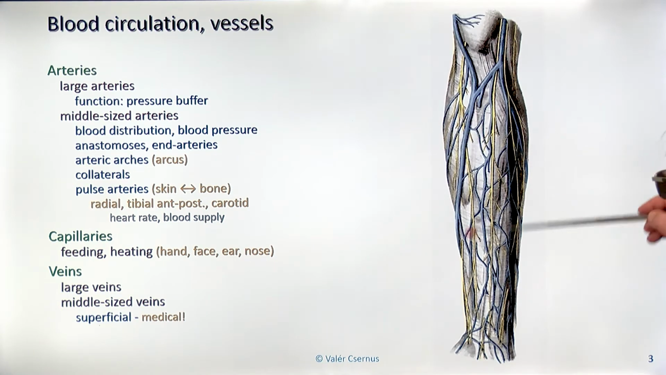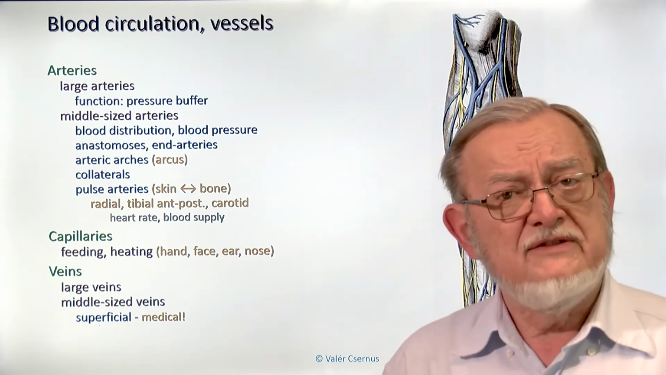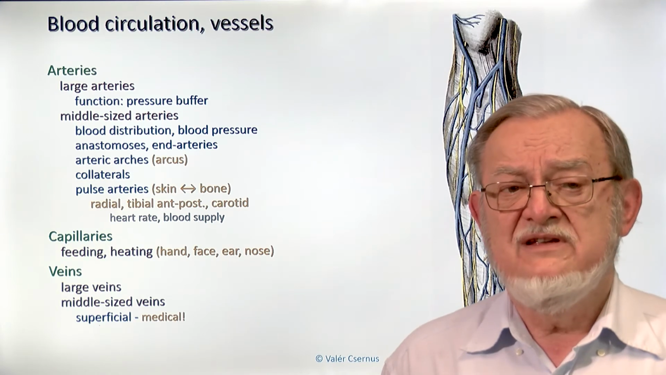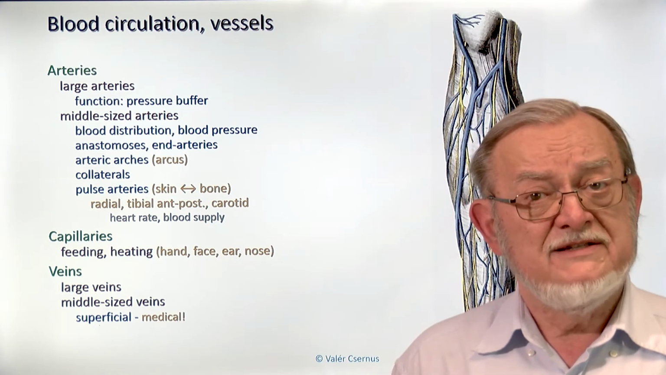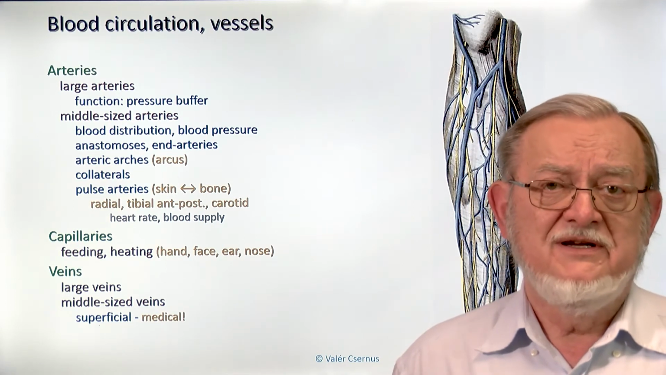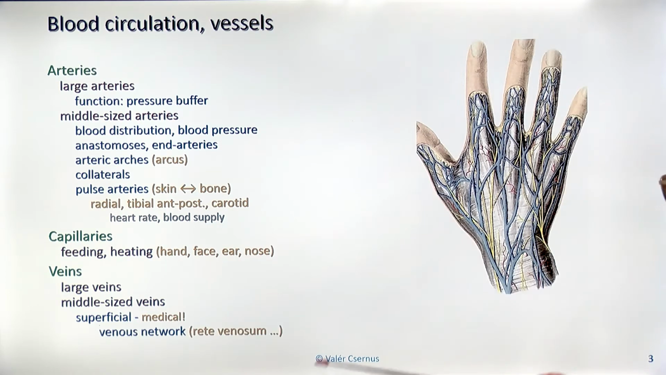One is superficial veins, which are running between the skin and the fascia. These form a kind of network, but we have some standard pieces of it. This is very important in medical practice because from this vein we take samples and also give intravenous injections. They sometimes form networks.